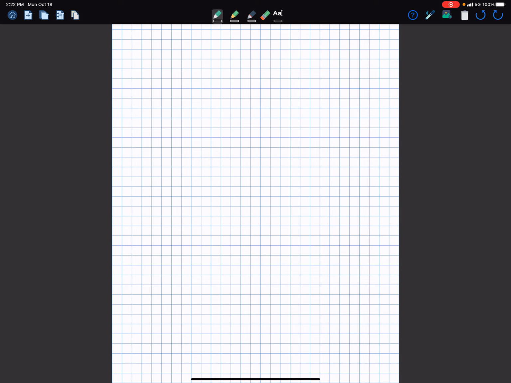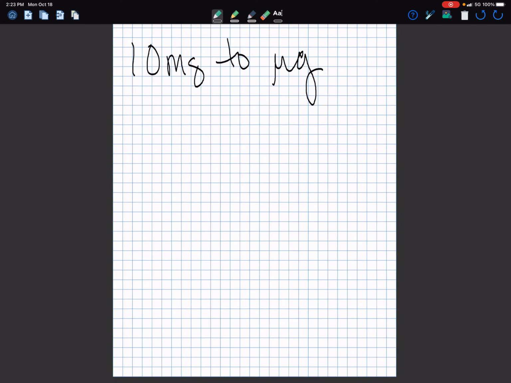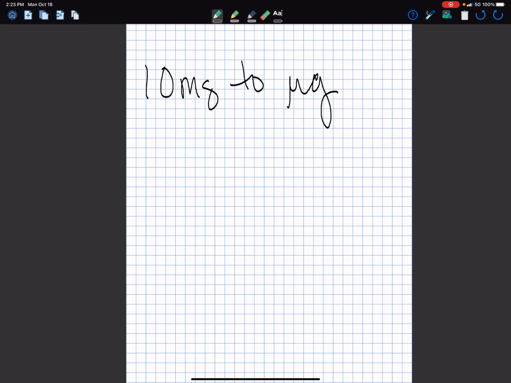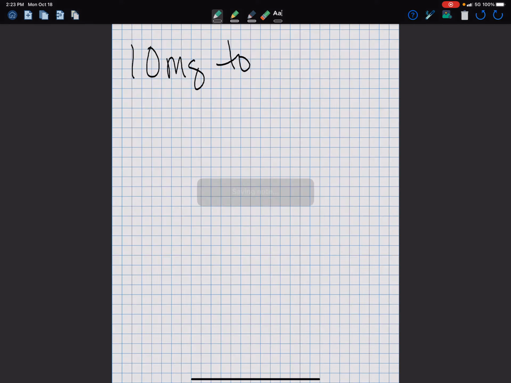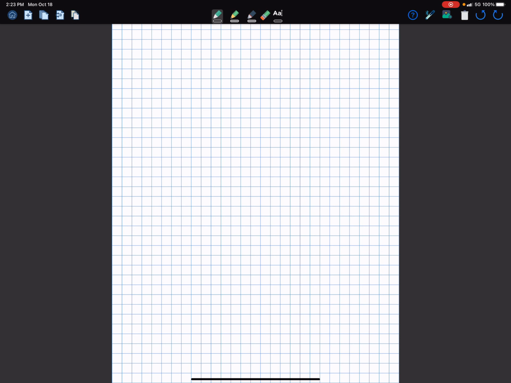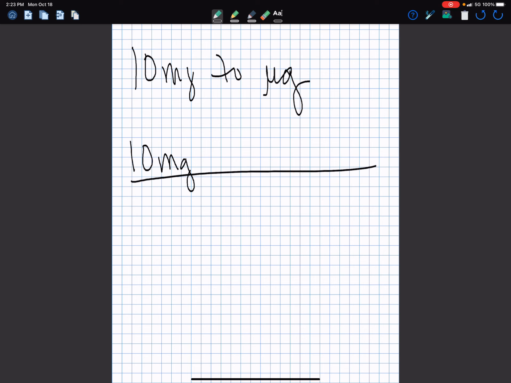So we're going to do 10, helps if you turn the pen on, 10 milligrams to micrograms. I'm going to do the railroad track method just because. Let me see if I can turn this. I don't see my little rotation tool. Yes, I do. Let's do it again. 10 milligrams to micrograms. So we're going to do the railroad track. 10 milligrams. Here we go.